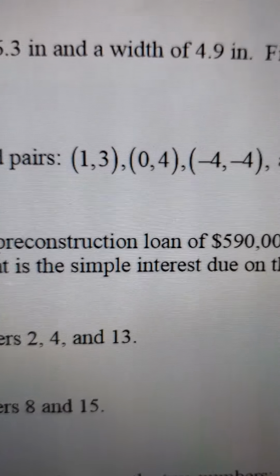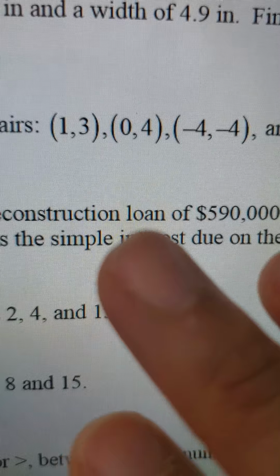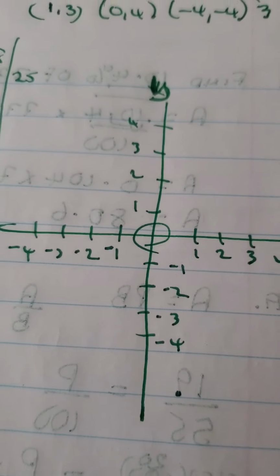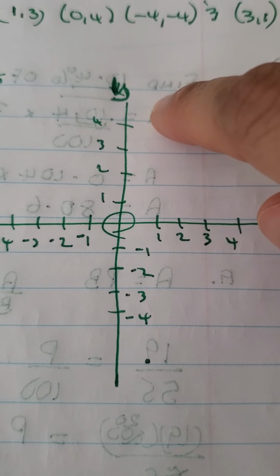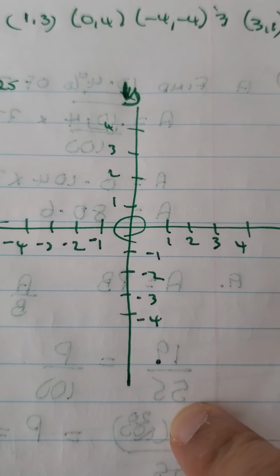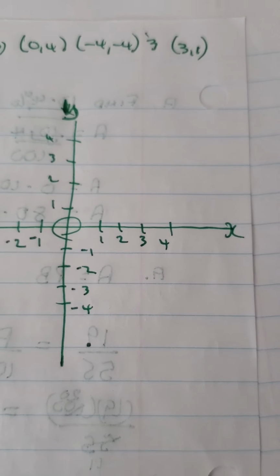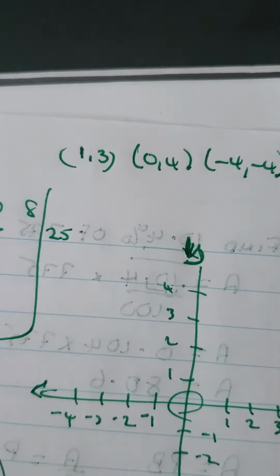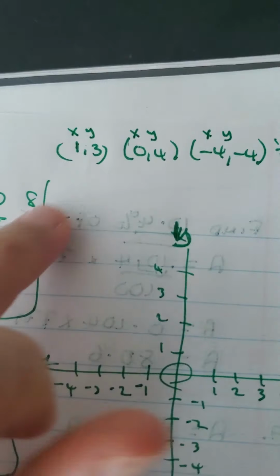All right guys, so here, graph the following ordered pairs. Remember I told you this is the most you'll see for graphing at this stage. They just want you to graph these pairs: (1, 3), (0, 4), (-4, -4), and (3, 1). All right, so here we have our graph. We have our y-axis and x-axis. Positive values are upward, negative values are downward for y. Negative x values are to the left and positive x values are to the right. All right. So we know that our coordinates are set up as x and y's, x and y's. So here we go.